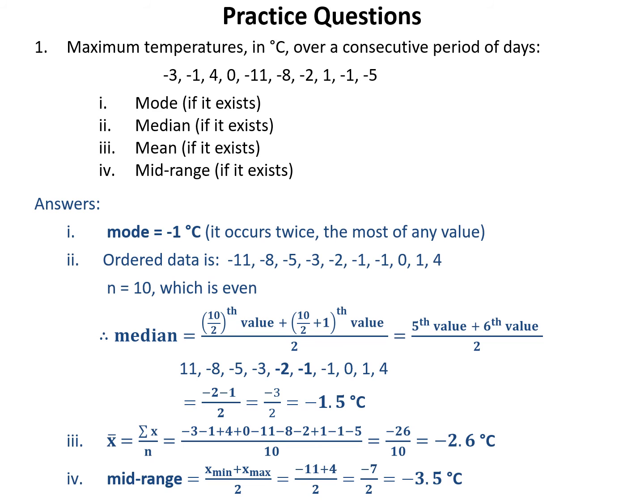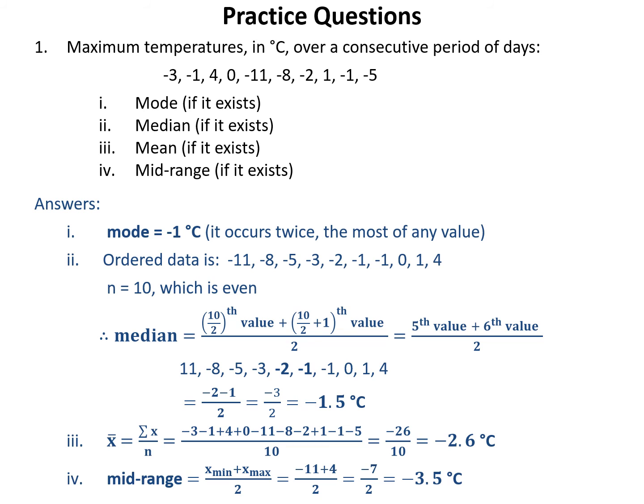Next, to calculate the mean, we simply add up all the numbers and divide by the sample size of 10. So it's not really important here whether or not you're using the ordered data. In this case, we can just add them up in the order that we initially found them. And so we end up with the sum of these values being minus 26. We divide by 10, and so we get our mean equal to minus 2.6 degrees Celsius.